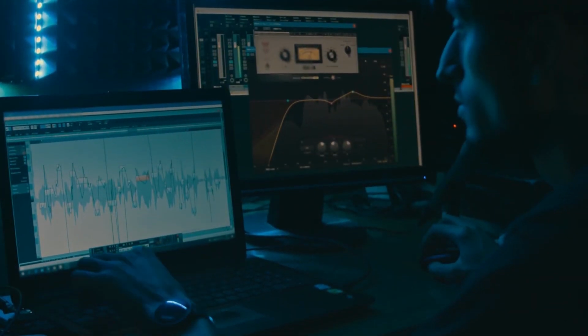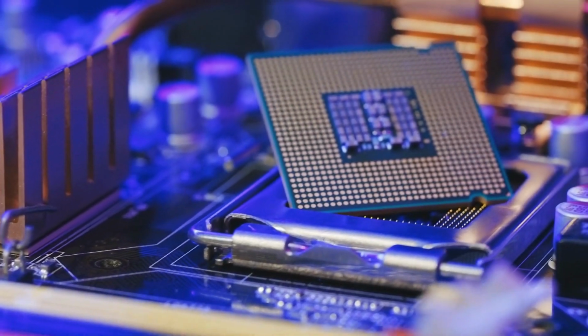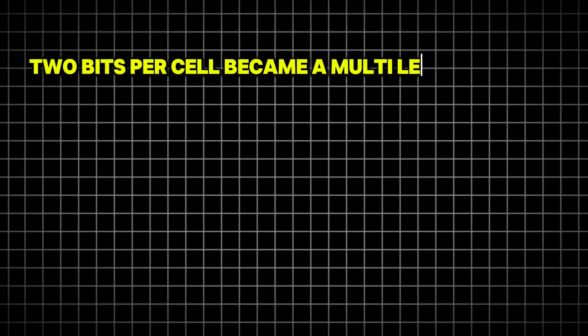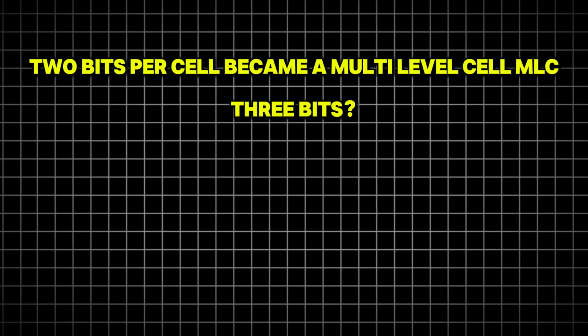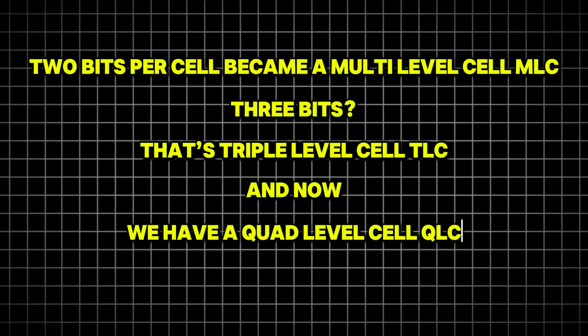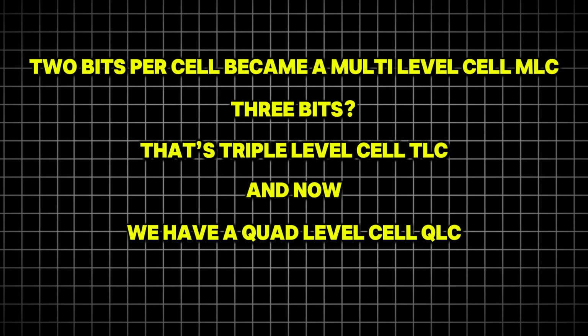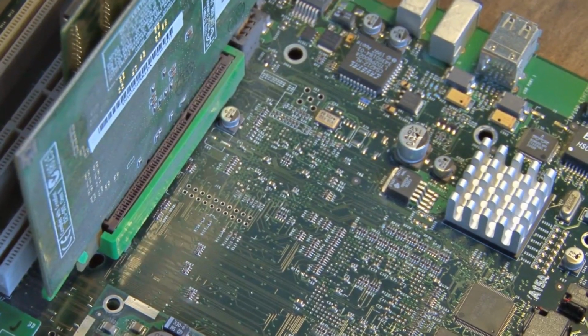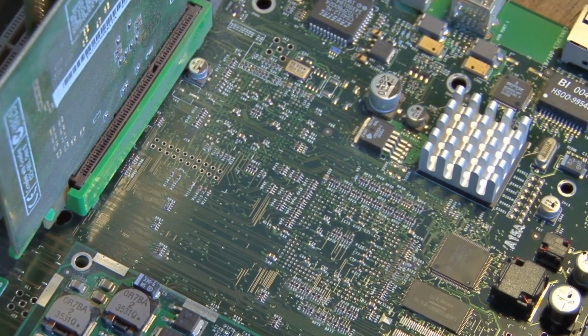Engineers quickly realized they could do more with the same space. By using different voltage levels to represent more than 2 states, they could store multiple bits in a single cell. 2 bits per cell became a multi-level cell, MLC. 3 bits? That's triple-level cell, TLC. And now we have a quad-level cell, QLC, storing 4 bits per cell. It might sound simple, but the reality is incredibly complex.